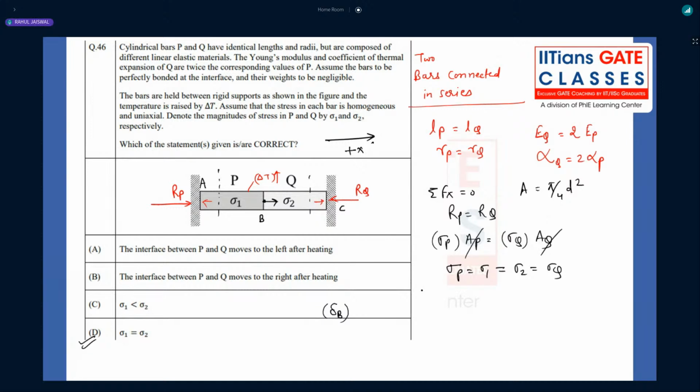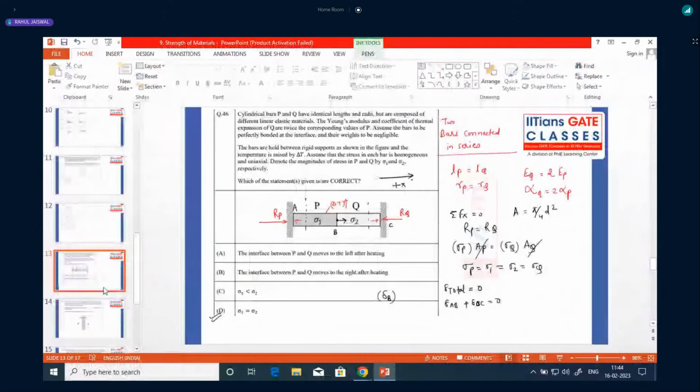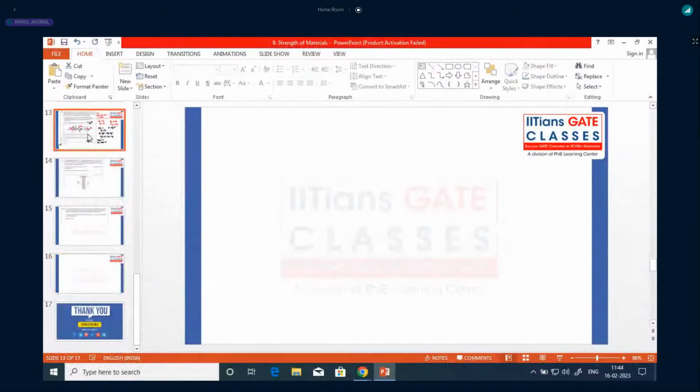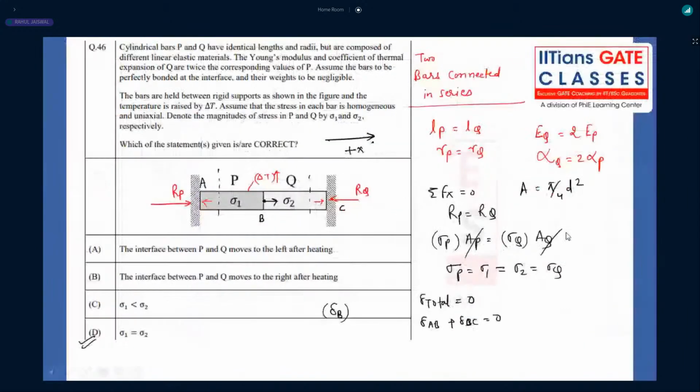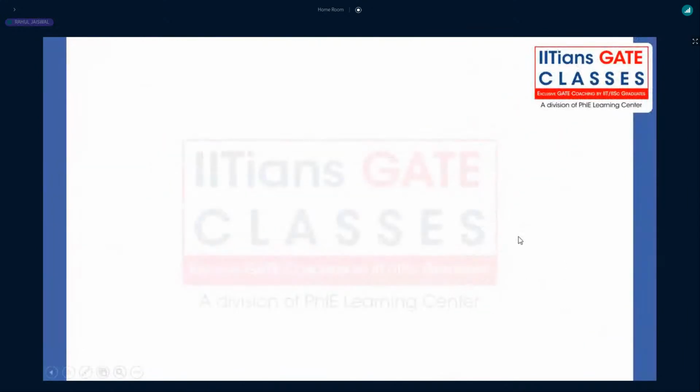What we need to find? The total deflection at point B, right? So what we can write further? The total deflection will be 0. Total deflection means deflection of AB member plus deflection of BC member will be 0, right? Further, what we can write? Now, here when you just think of total deformation, delta P plus delta Q is 0.